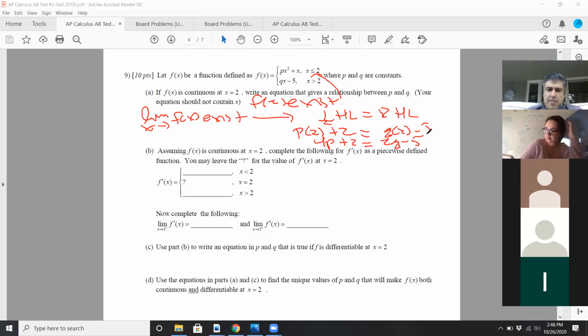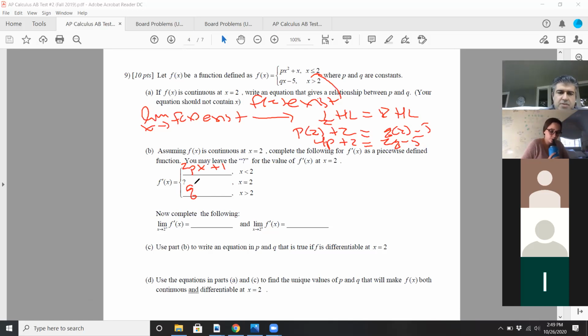Complete the following for f prime of x. In this case, definitely use a shortcut rule. And I'll probably just tell you to use a shortcut rule. So that's just going to be 2px plus 1. And that's going to be just q, because you have qx minus 5. The derivative of negative 5 is 0. The derivative of qx is just q.